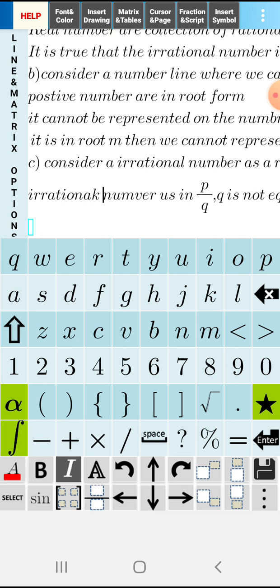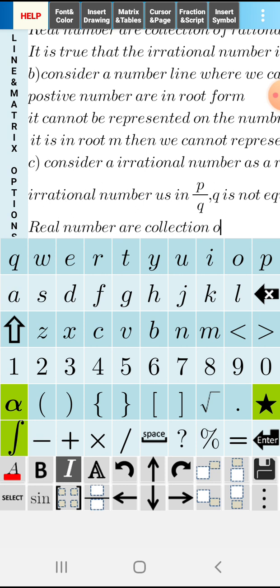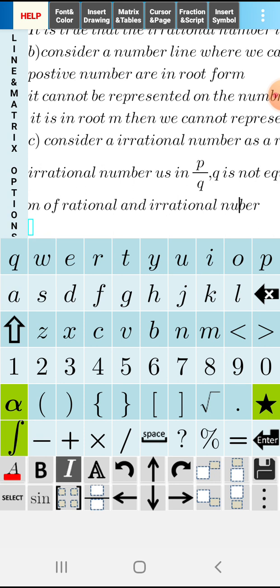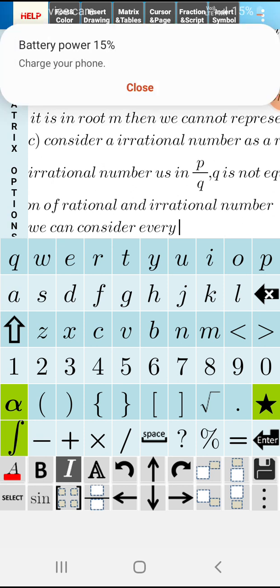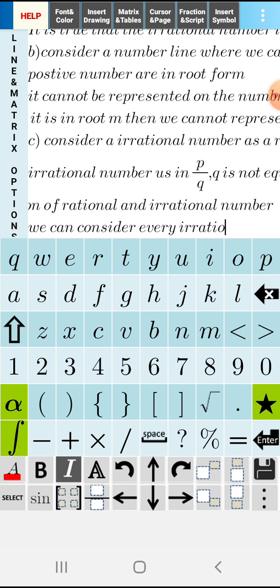So like that only, what I said about the real number: the real number is a collection of rational and irrational numbers. So irrational number, we can consider every irrational number is a real number, because irrational numbers only get into the real numbers.